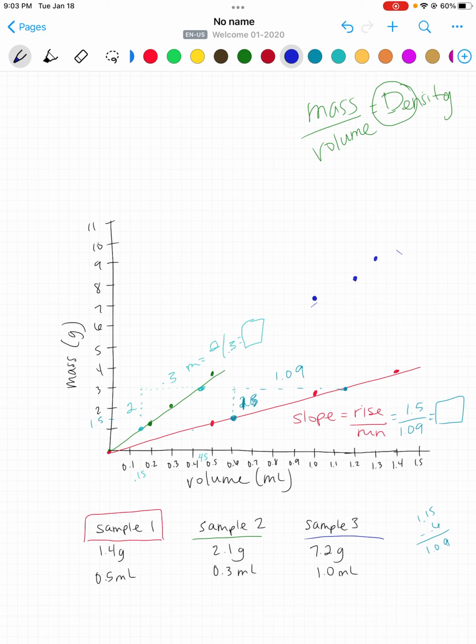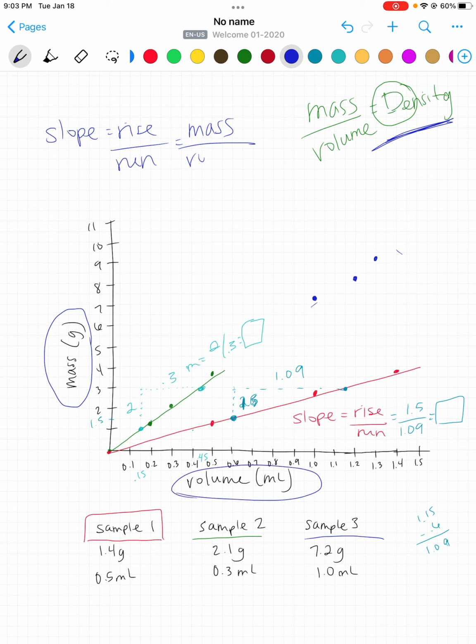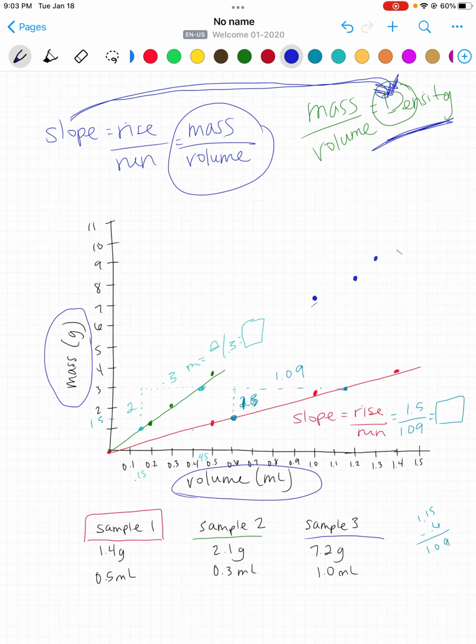And then remember, if mass over volume is our density, think about how we're calculating our slope. Slope is rise over run. My rise is the mass, and the run is the volume. And what did we say mass over volume is? Mass over volume is density. So essentially your slope is going to equal your density.